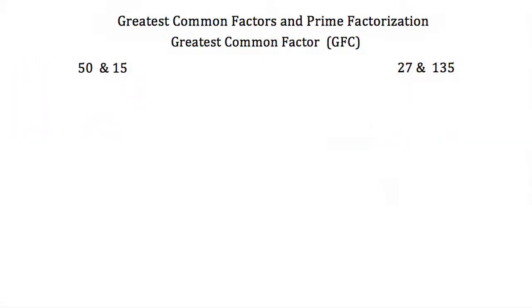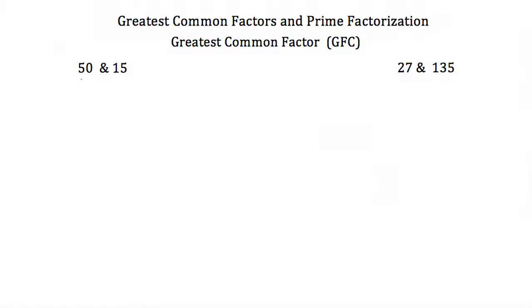Well, now that we know how to factor numbers, let's talk about our greatest common factor. A greatest common factor is between two numbers, and it's just the greatest, or the largest, factor that these two numbers share. So if I wanted to find the greatest common factor of 50 and 15, I would have to find all the factors of 50 and 15.